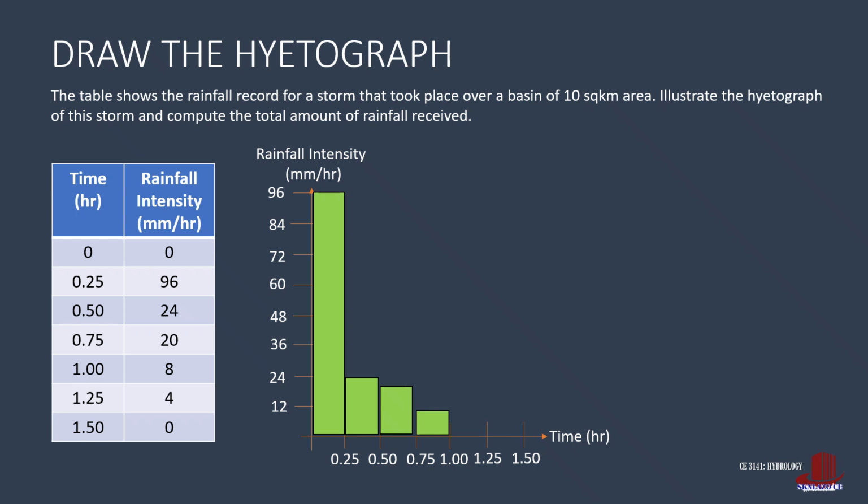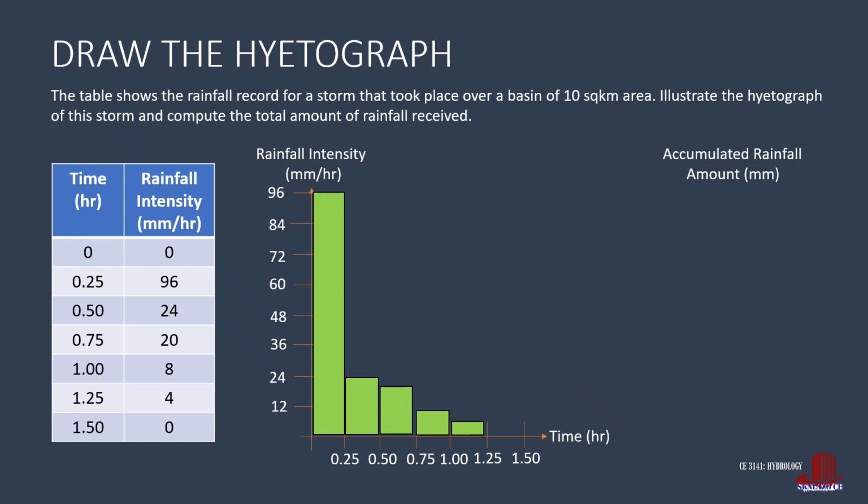From time 0.75 to 1 hour, the intensity is 8. Then from time 1 to 1.25, the intensity is 4. And from 1.25 to 1.5, the intensity is 0. This is the hyetograph. Next is to compute the accumulated rainfall, or the total rainfall volume.